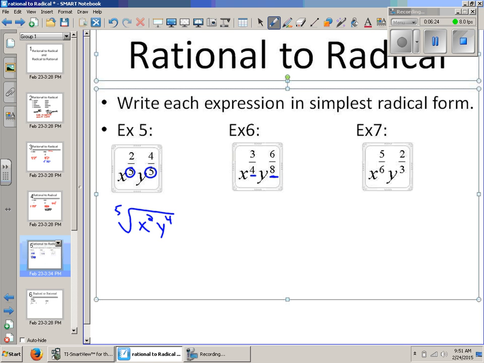Both numbers can be divided by 2 to make 3/4. So now I have x to the 3/4, y to the 3/4. I have the same denominator, therefore I'll have the same index, which is 4. So we have x cubed, y cubed. Now I want to check this. Remember, let's go back and check this together.